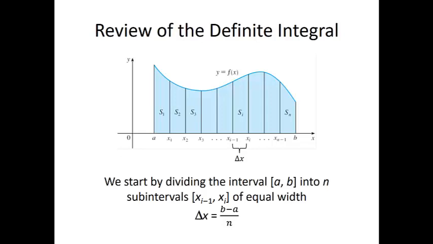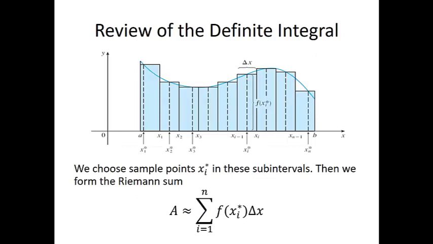We want to turn each of these strips into a rectangle because we know how to find the area of a rectangle. To do so, we choose a sample point x sub i star in each subinterval and allow f of x sub i star to give us the height of the ith rectangle. We note then that the area of each rectangle is found by computing the height of that rectangle, f of x sub i star, times the width of that rectangle, delta x.